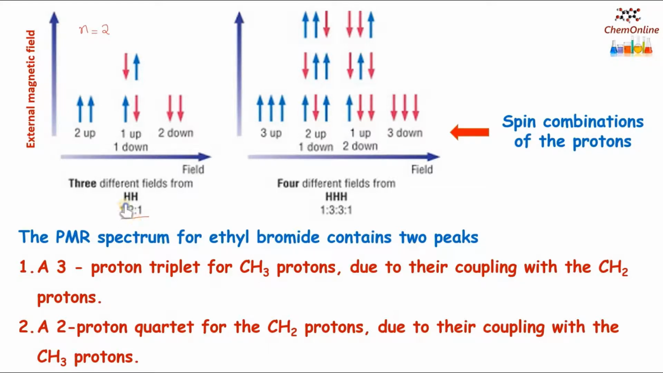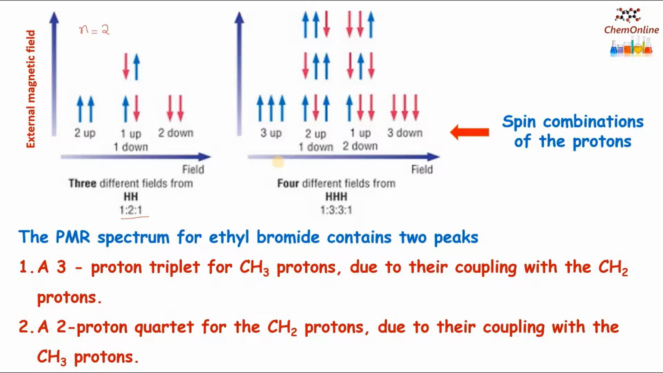1:2:1. And why in this ratio? Because the orientation in which the spins are opposed to each other has two probable combinations, either one up and one down. So the relative intensity will also be in the ratio 1:2:1. Okay, now let's see about the signal due to CH2 protons.